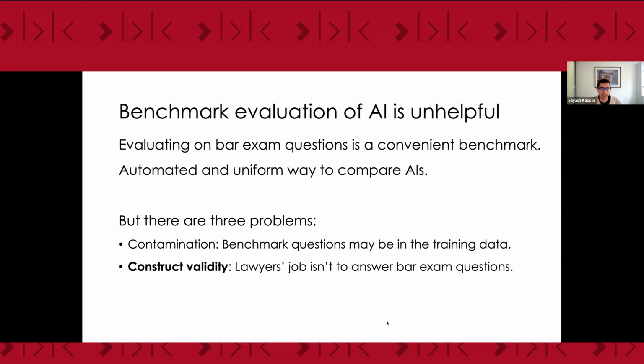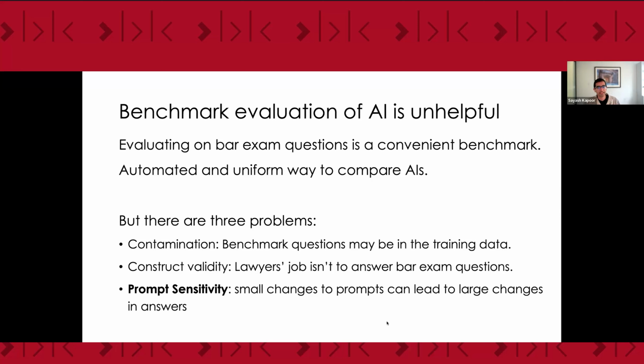A second issue is construct validity. That is, the questions that are used in typical benchmark evaluations, such as the bar exam for legal settings, don't actually reflect what tasks lawyers might want to solve using these models in the real world. In other words, it's not a lawyer's job to answer multiple choice questions all day. They're doing something very different. And so the assumptions we have when designing bar exam tests for humans actually fall flat when we're using those same examinations for evaluating AI.